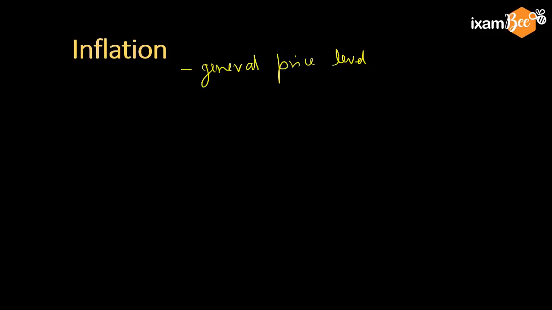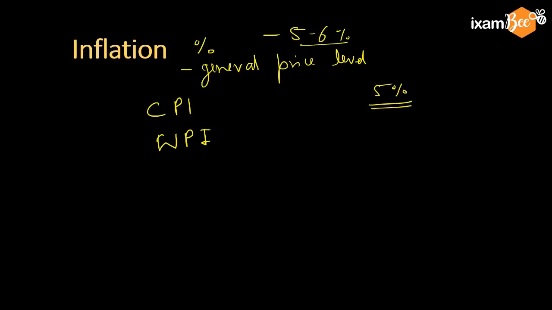Inflation is always written in percentage terms, say 5%, 6% inflation. When I say 5% inflation, it means that on an average the prices of goods and services have increased by 5%. You will find two major criteria to measure inflation: CPI, consumer price index, and WPI, wholesale price index. Wholesale price measures the price at the wholesale level, and consumer price index measures the price at the consumer level, you and me.